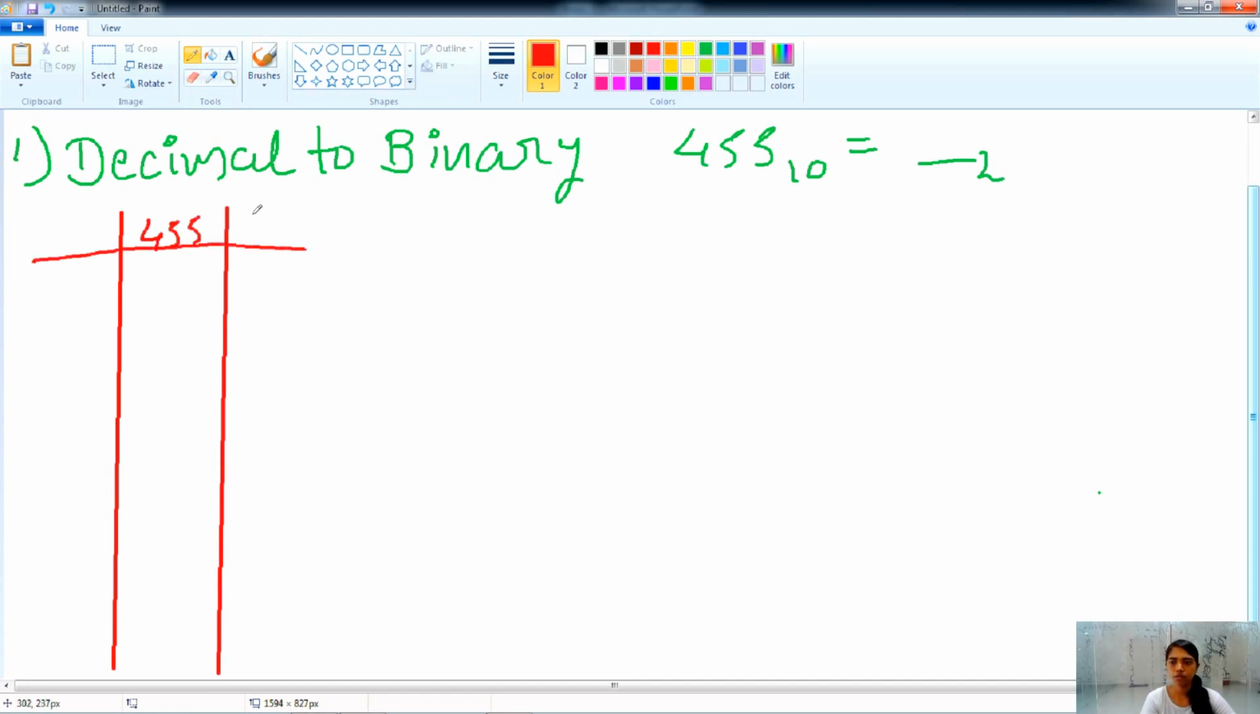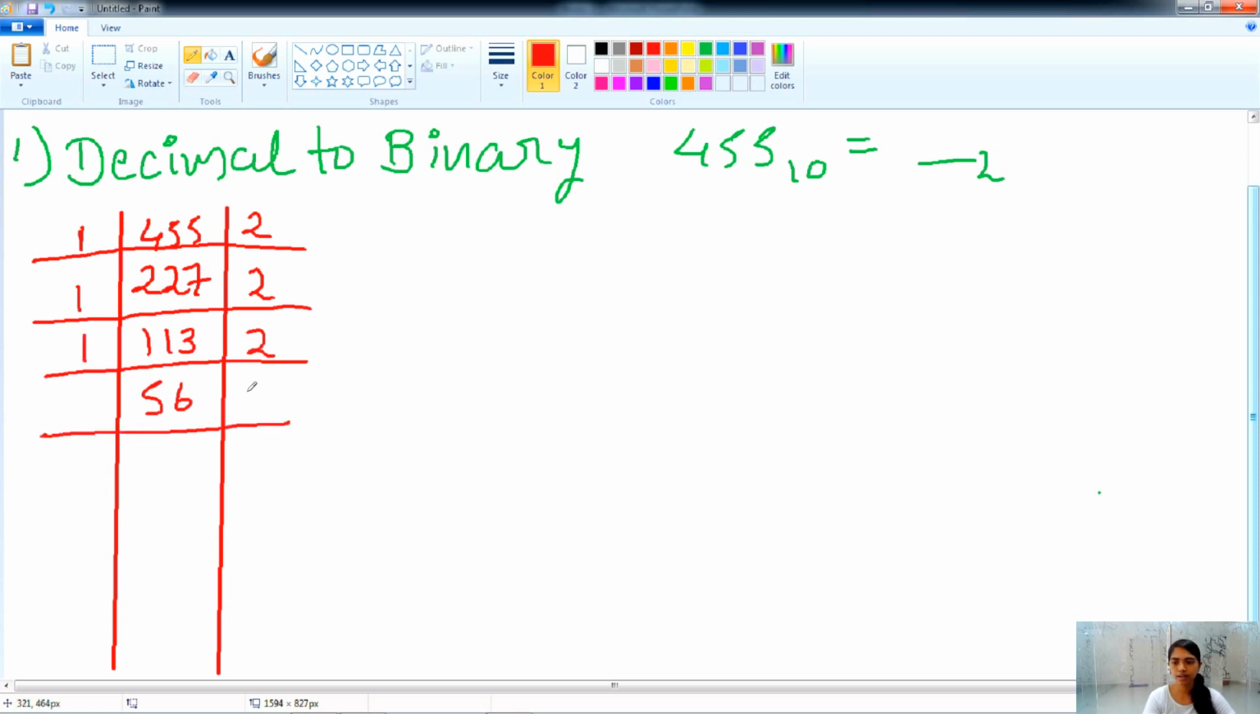Now 455, we have to divide this 455 by 2. Obviously 455 is not perfectly divisible by 2, so we would write the quotient part over here, that would be 227. The remainder would be 1, that would be written here. Now again divide 227 by 2. The quotient would be 113 and remainder would be 1. Again divided by 2, we would have 56 as quotient and 1 as remainder.